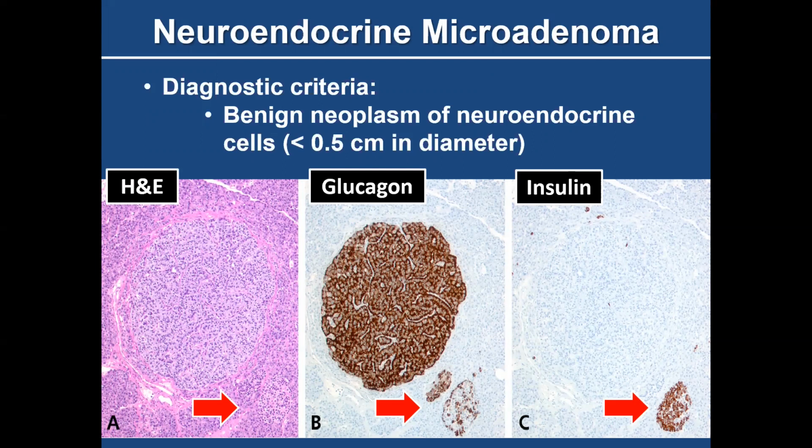Neuroendocrine microadenomas represent a clonal outgrowth from a single islet of Langerhans. In the case pictured here, a glucagon-expressing alpha cell within a single islet has started to clonally proliferate into a microadenoma. This proliferation contrasts that of a normal islet at the bottom right, as designated by the red arrow, which shows mixed expression for both glucagon and insulin.